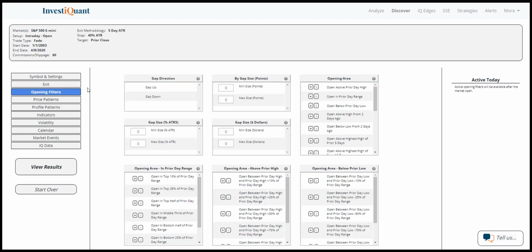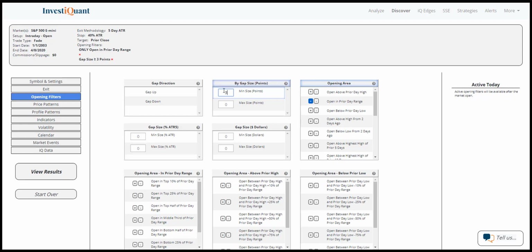For the opening filters, I'm going to look at opening in the prior day range. I'm going to go ahead and put a minimum gap size. I don't think it's going to really matter for today, but I just want to keep out any of the smallest of gaps in this test so that we're not looking at gaps that didn't really amount to much. So I'm putting a minimum gap size of at least 3 points in here for the test as well.